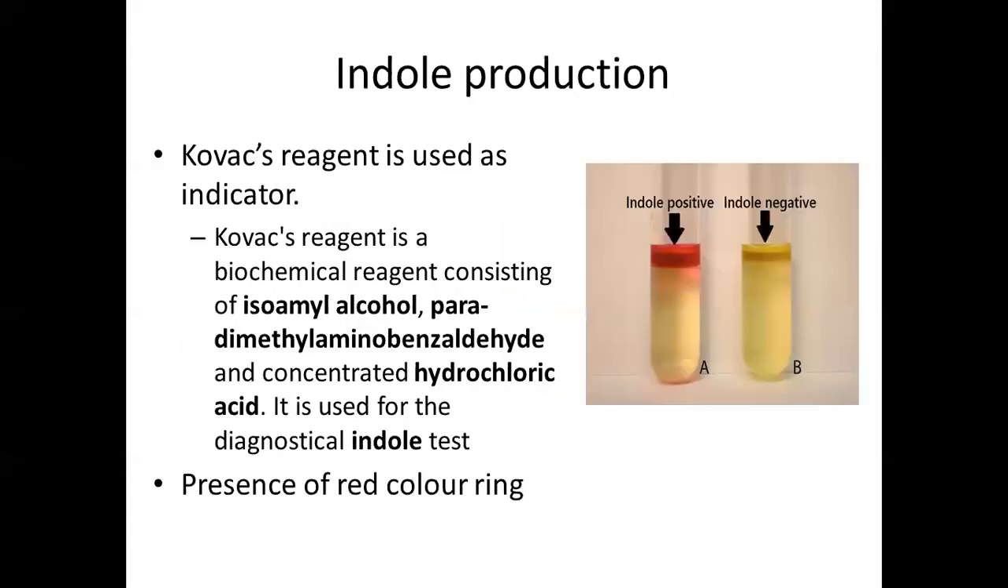Next, indole production. In indole production, Kovacs reagent is used as the indicator. Particularly they use isoamyl alcohol, para-dimethylaminobenzaldehyde and concentrated hydrochloric acid. So mainly here the presence of color indicates positive and its absence negative.